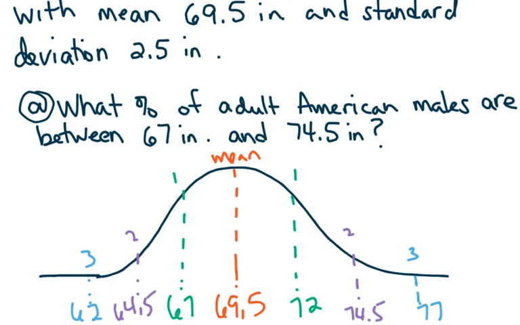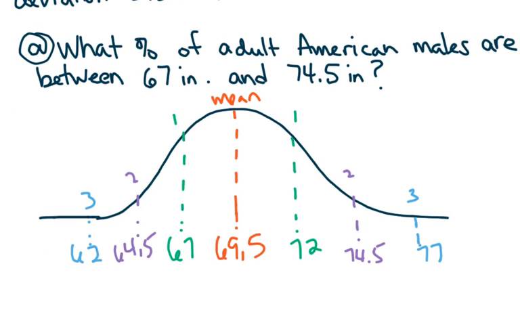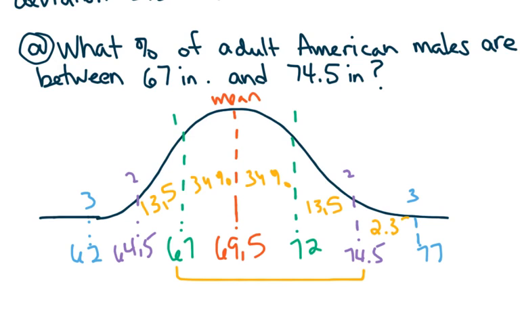Now let's go back to the question at hand: what percent of adult American males are between 67 and 74.5 inches? I want to know what percent of American males are in this category. When we draw the normal distribution curve, remember that the first standard deviation is 34%. Then two standard deviations away, it's 13.5%. And three standard deviations away is 2.35%.